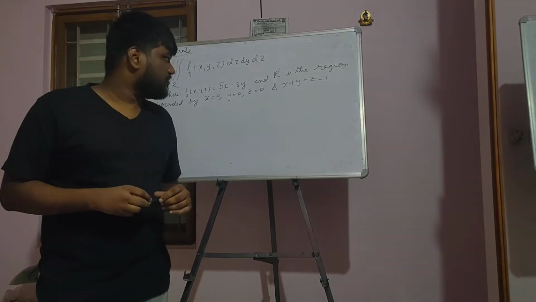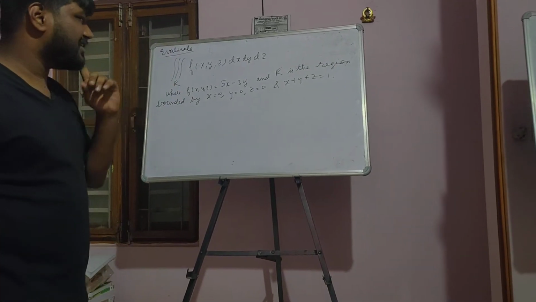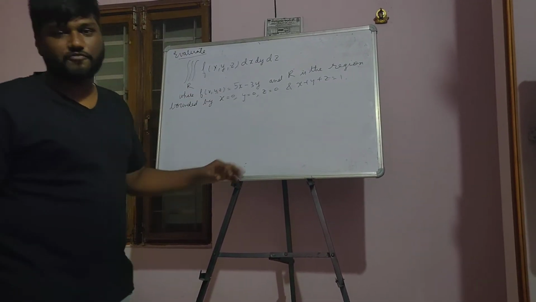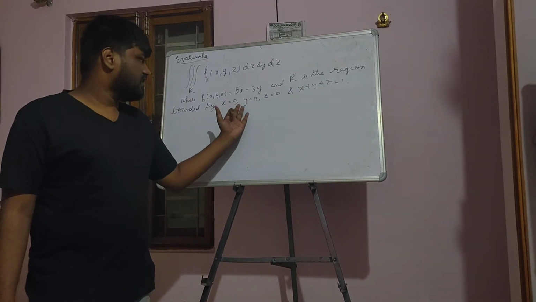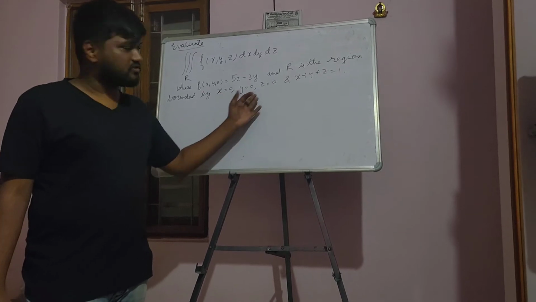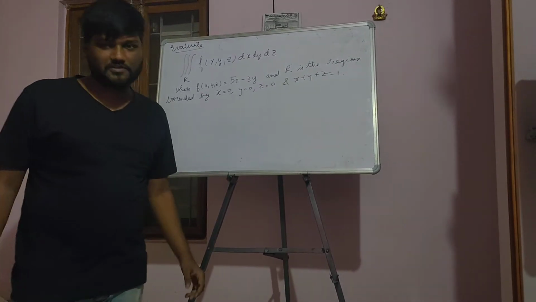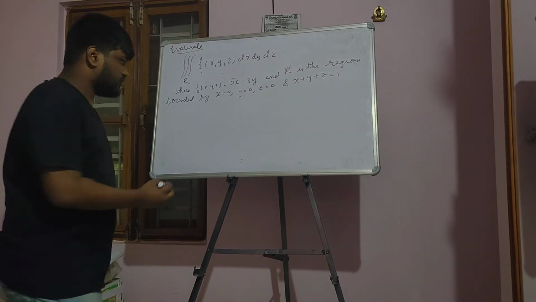So in this video I will be talking about triple integrals. Let's say we are given the following function f(x, y, z) = x minus 3y, and R is the region bounded by the four planes x equal to 0, y equal to 0, z equal to 0 and x plus y plus z equal to 1. So I will draw the diagram.